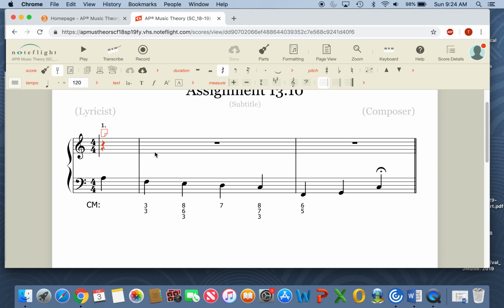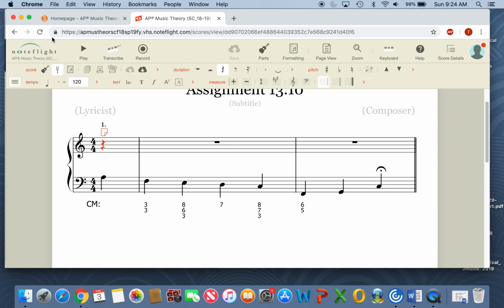So make sure you write a good soprano line, the way we've been doing all along. Don't just bounce it around. Write a good soprano line. And really, that's the gist of what we're doing.